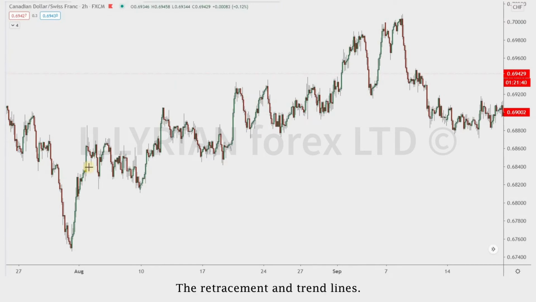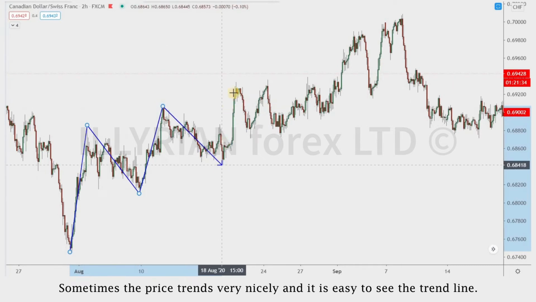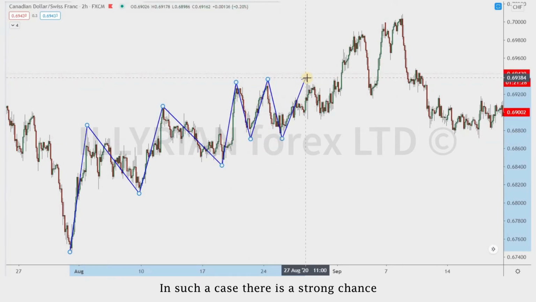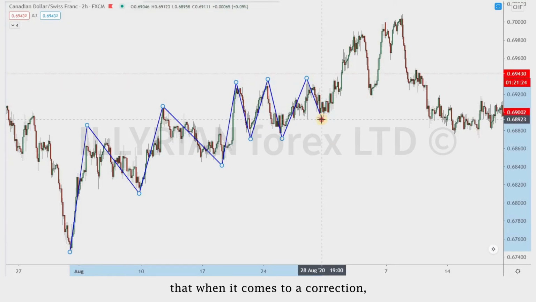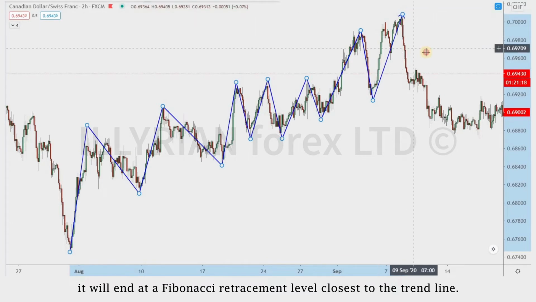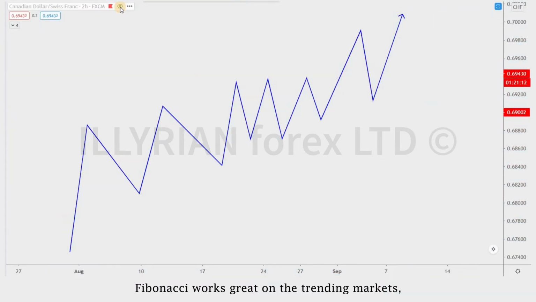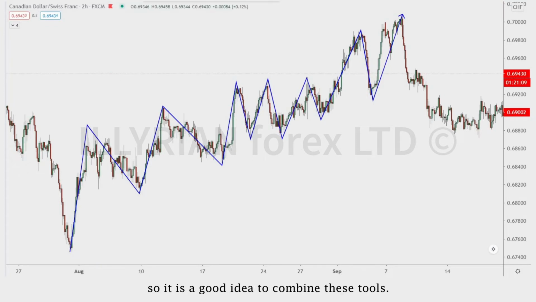The retracement and trend lines. Sometimes the price trends very nicely and it is easy to see the trend line. In such a case, there is a strong chance that when it comes to a correction, it will end at a Fibonacci retracement level closest to the trend line. Fibonacci works great on the trending markets, so it is a good idea to combine these tools.